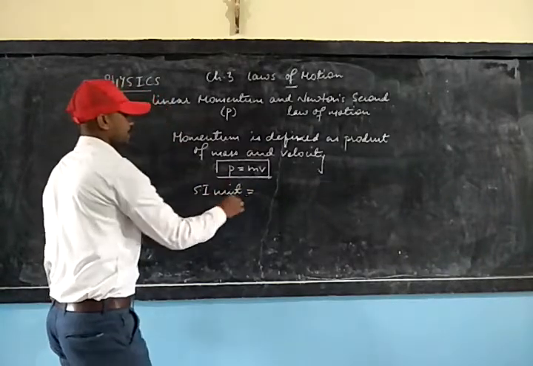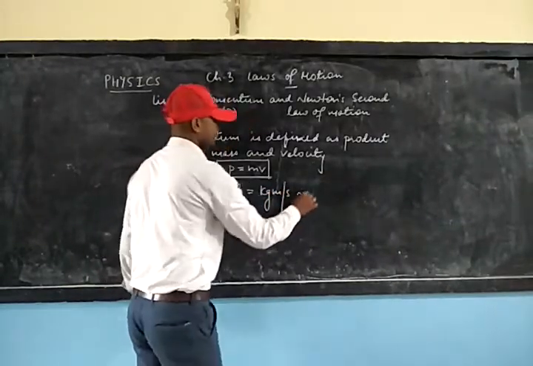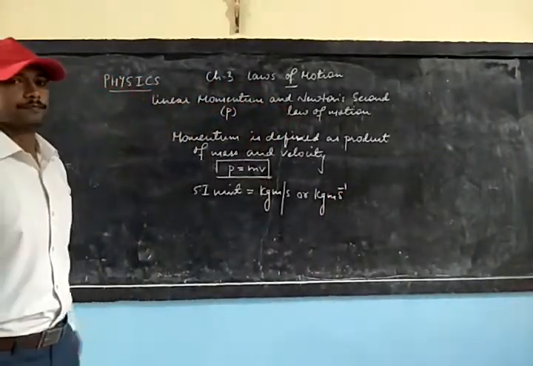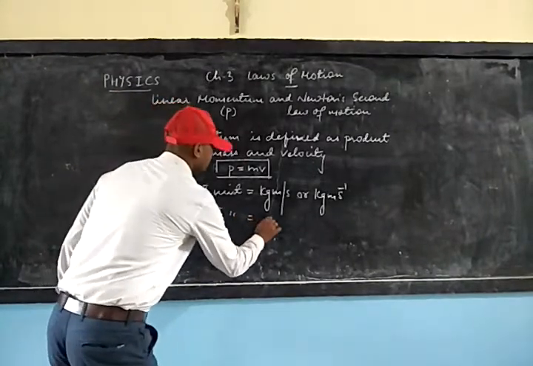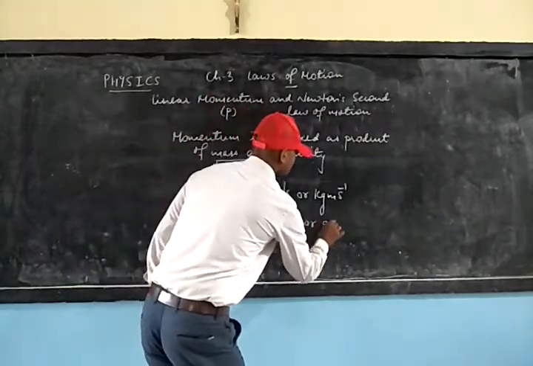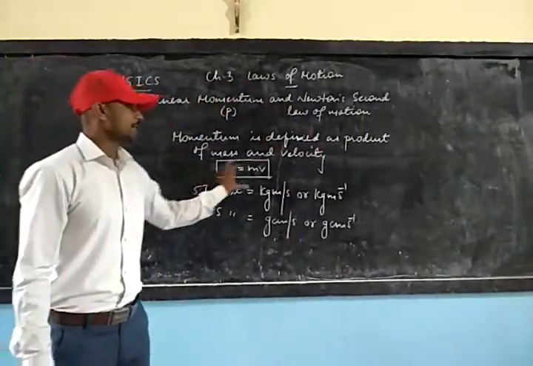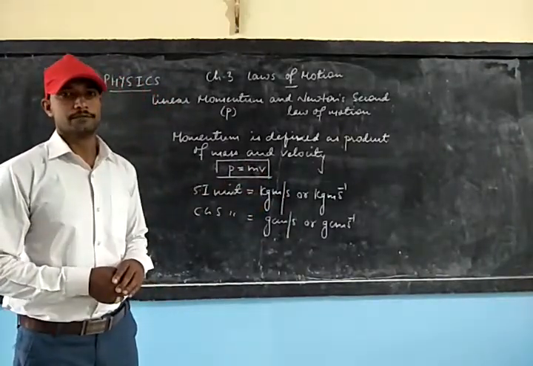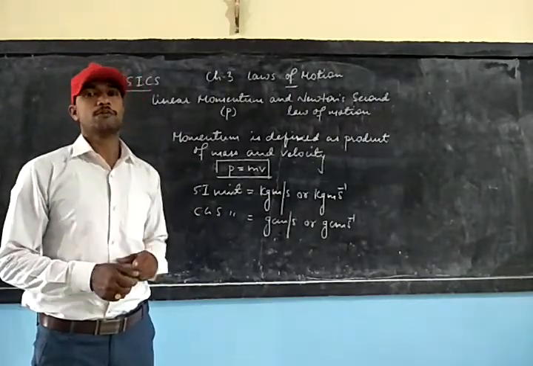SI unit of momentum is kg meter per second. You can also write this as kg m/s this way. And CGS unit of momentum is gram centimeter per second. So this is the SI unit, kg meter per second, and CGS unit is gram centimeter per second. I hope the momentum is clear to you. Momentum is the product of mass and velocity.